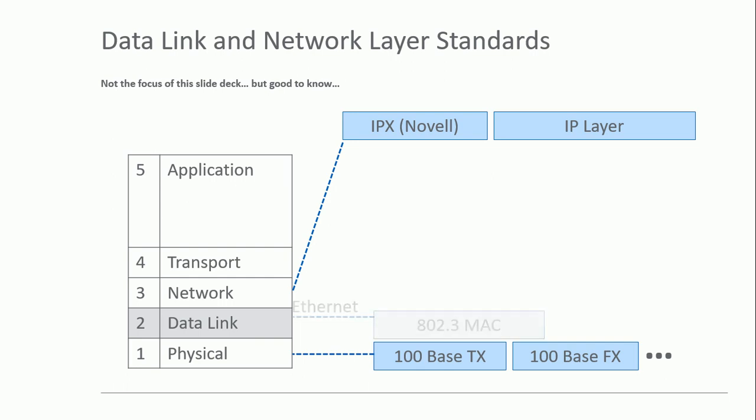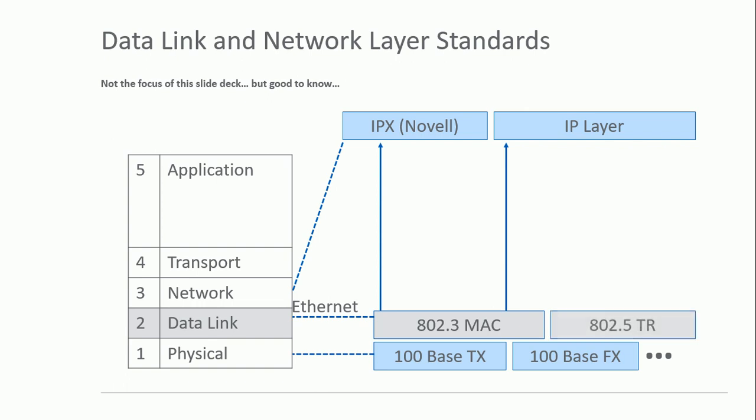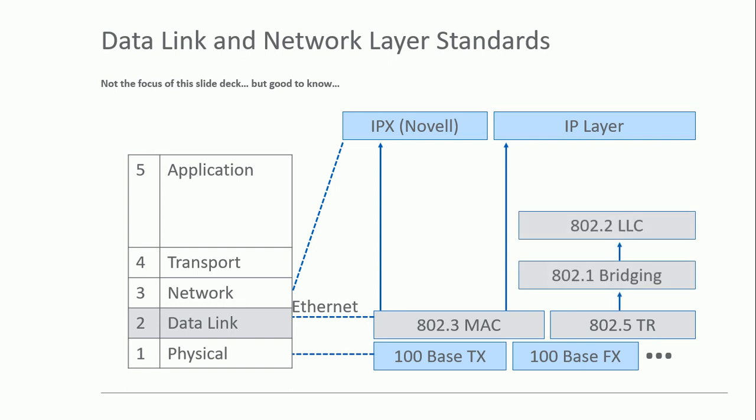And then in the middle, in the data link layer, there's a variety of protocols. 802.3 is an IEEE standard, and that IEEE standard can be used with both IPX and IP. And then there's also the IBM standard, which is 802.5 token ring, or TR. Some of you may be old enough to remember token ring. And that was supported by things like 802.1 bridging, 802.2 LLC, 802.2 SNAP, right? And then they would support either IPX or IP.